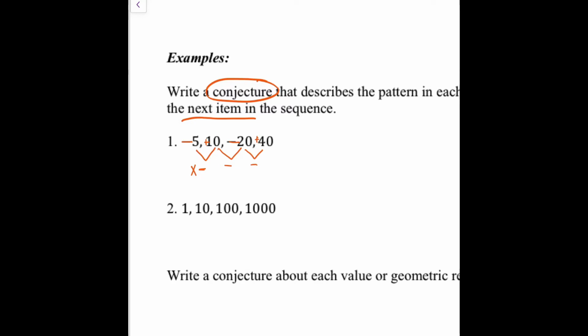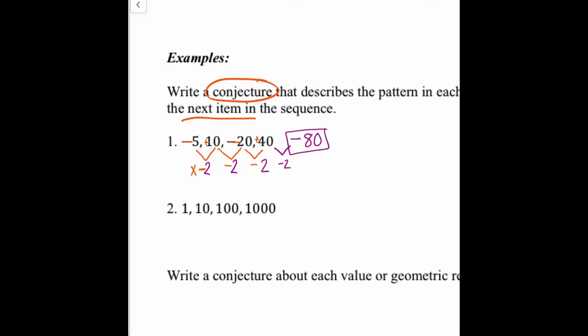Then think about, what do you multiply 5 by to get 10? 10 by to get 20. 20 times what gives you 40? And hopefully you're thinking that each time you multiply by 2 to get to the next term. So by looking at this pattern, I came up with the conjecture that each term is multiplied by -2 to get the next one. Meaning if I continue this pattern and I multiply 40 times -2, that's going to give me a -80 as my next term.